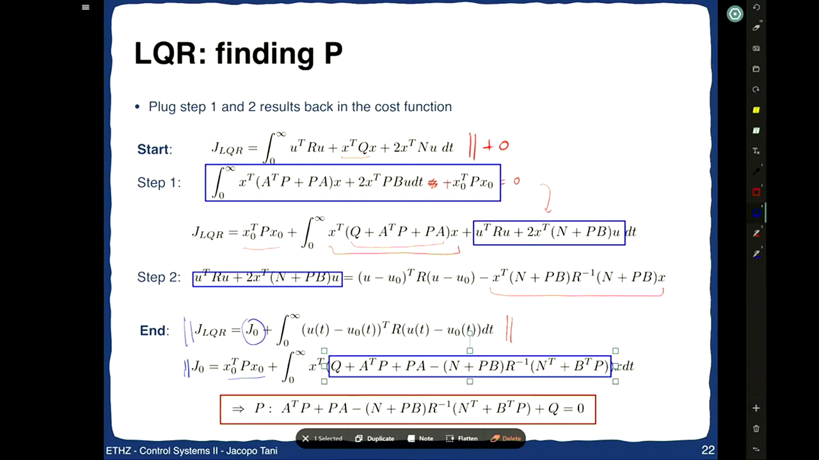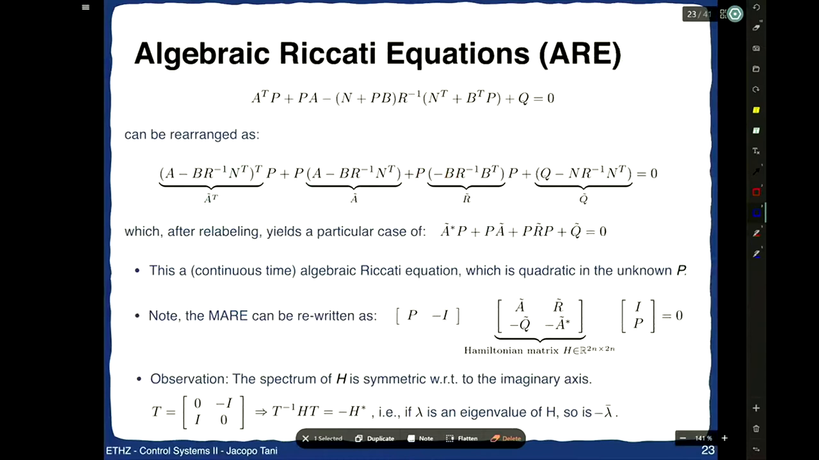It turns out that this big equation is actually a very famous equation, and it's called the algebraic Riccati equation. The algebraic Riccati equation has a slightly different form. So the first thing we do is just rearrange the condition that we found in order to match the classical form of the ARE. And how do we do this? Well, we just do the multiplications. There is no fancy math going on here. And we gather the terms that are right multiplied by P, left multiplied by P, the quadratic terms in P, and everything else.